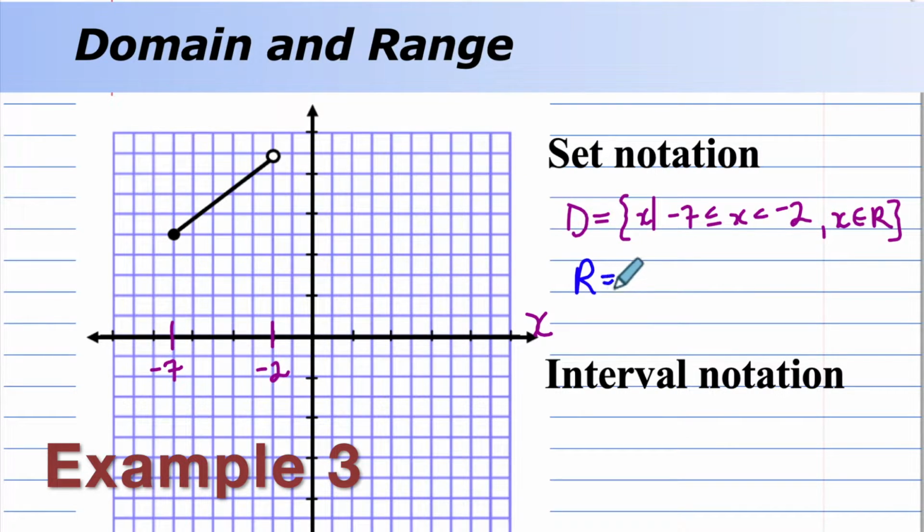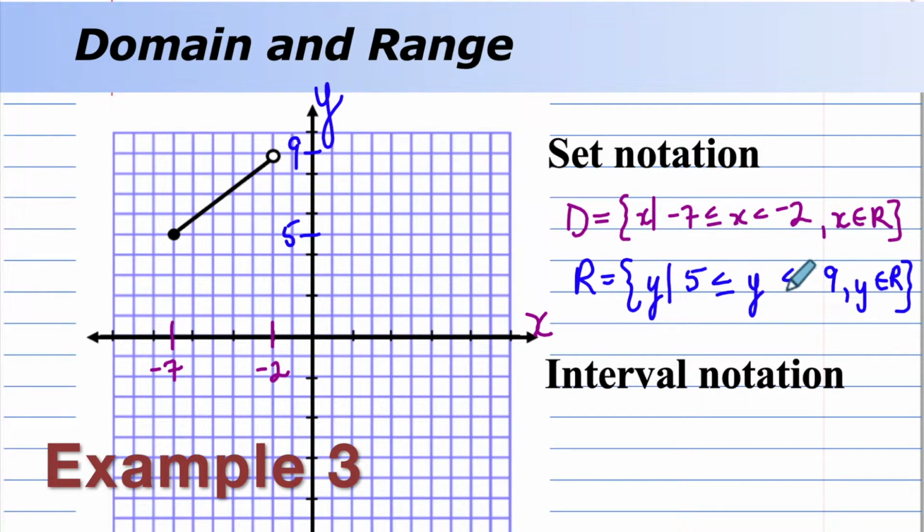The range then involves the y values. We'll start walking along the y-axis and stop here. 2, 4, we go from 5 to 9, where 5 is included and 9 is not. Y is such that 5 is less than or equal to y, and also less than 9, comma, y is an element of the reals. We say all of the y's are greater than or equal to 5 and less than 9.